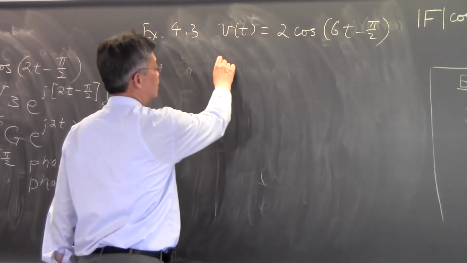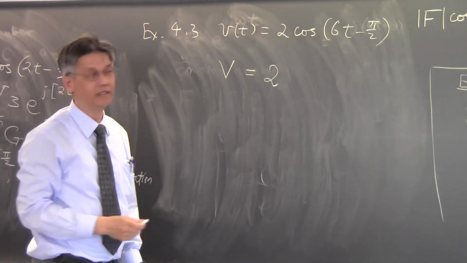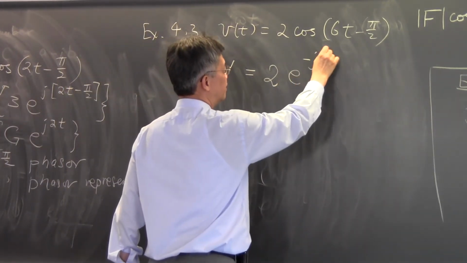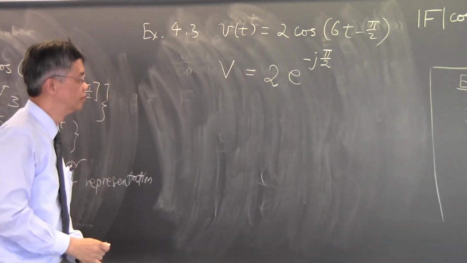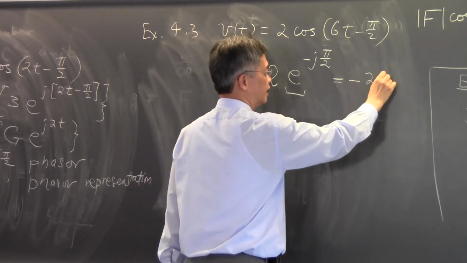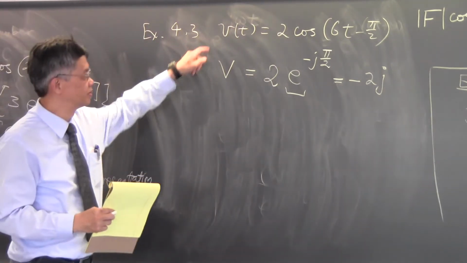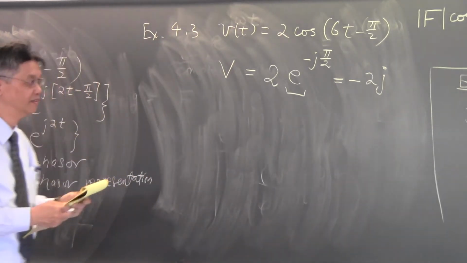So B is equal to 2 e to minus j pi over 2. Or if you were to write this in Cartesian form, it's minus 2j. Okay? Because e to the minus j pi over 2 is just negative j. So the phasor form of that above expression is just minus 2j, or the phasor rep, or the phasor. Okay? So very simple. I hope everybody knows how to do this shortcut and do this mentally.